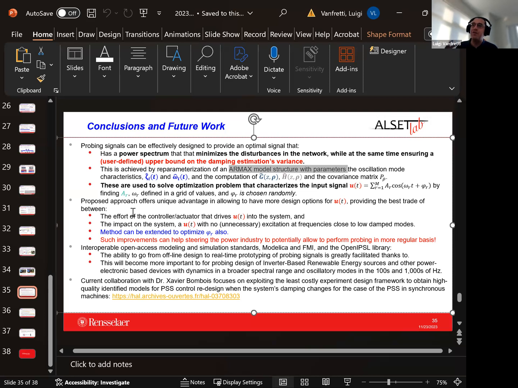From the point of view of application, this technique has a very good advantage, because you can give some guarantee that whatever input signal you apply is not going to damage the actuator that you're going to use for probing, and that you're not going to disturb the system more than what you need to do good identification. We could extend this method to optimize for the random phase changes.